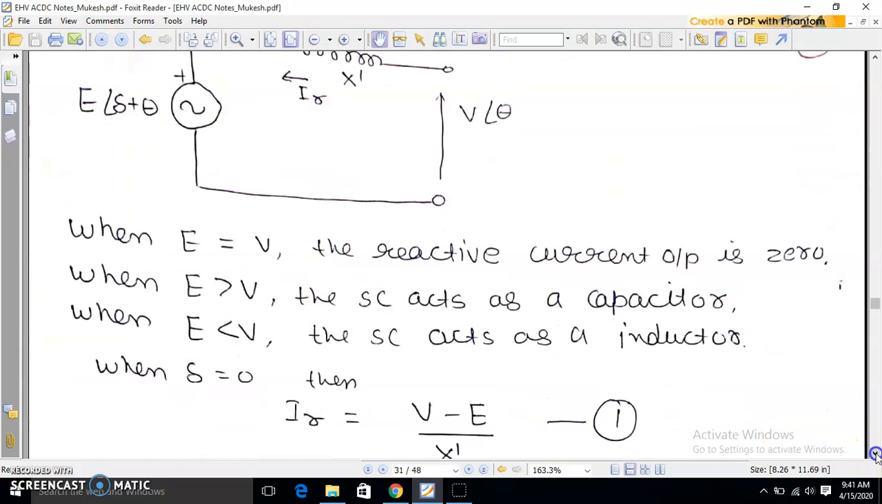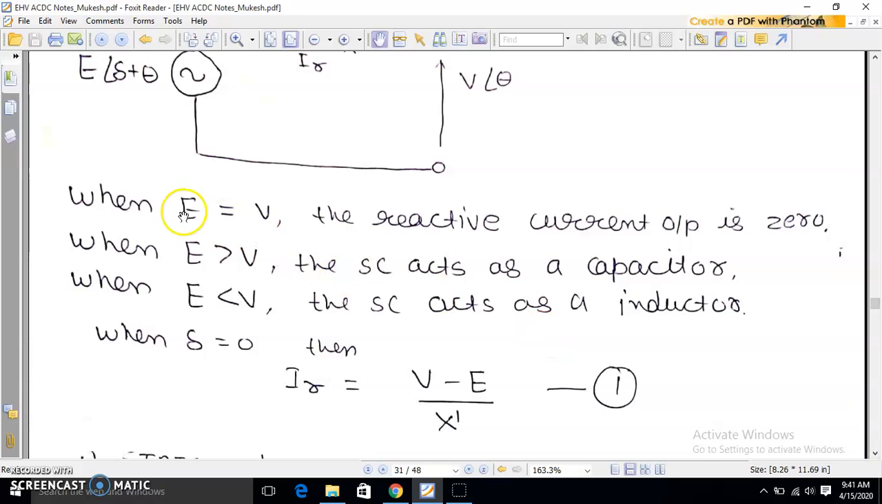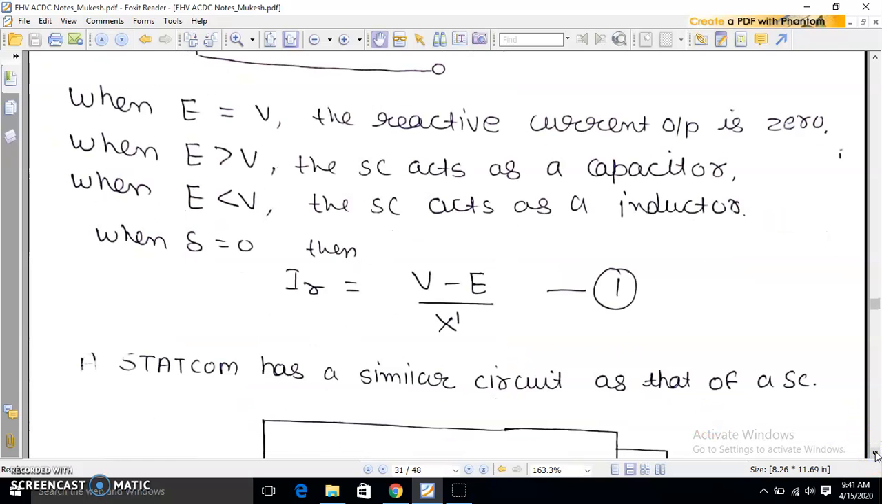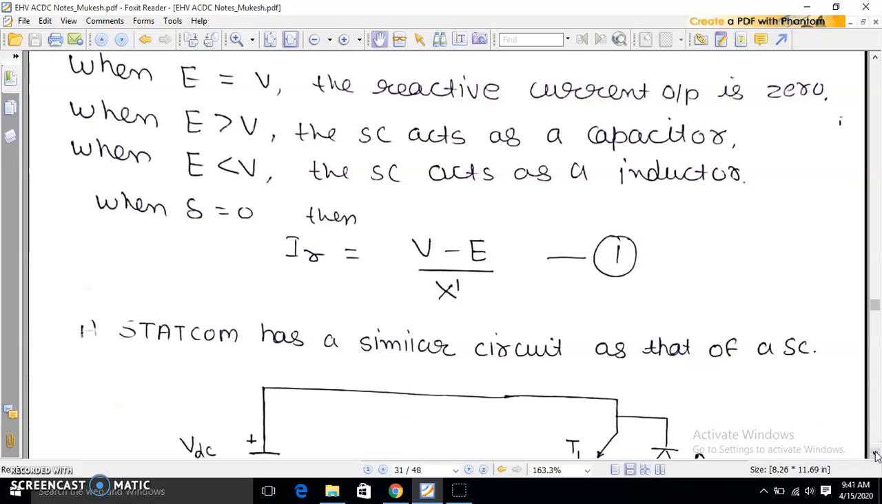Here, when E is equal to V, the reactive current output is 0. When E is greater than V, the STATCOM acts as a capacitor, and when E is less than V, the STATCOM acts as an inductor. When the angle is equal to 0, then IR is equal to V minus E upon X dash, that is the reactance.